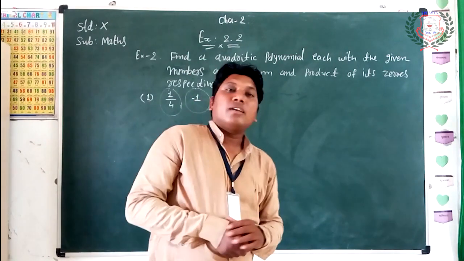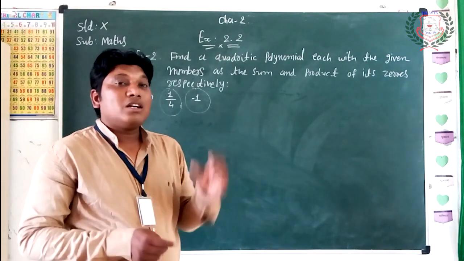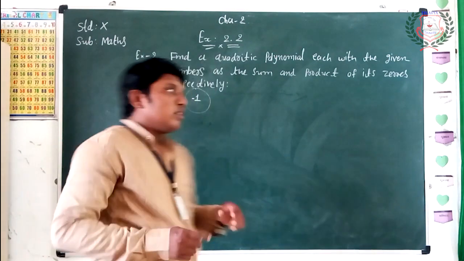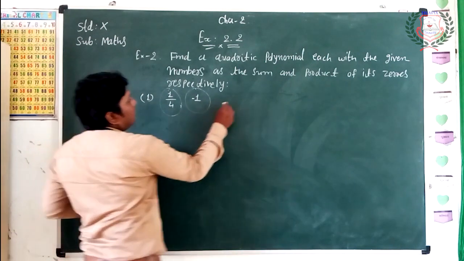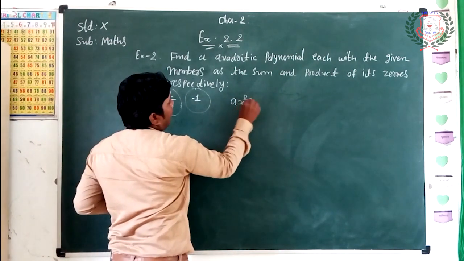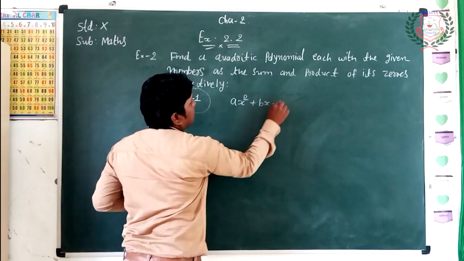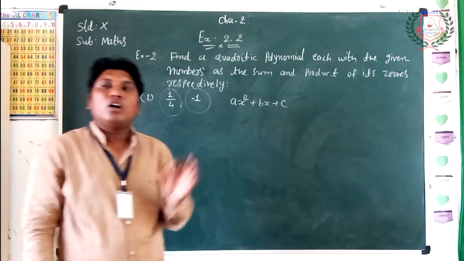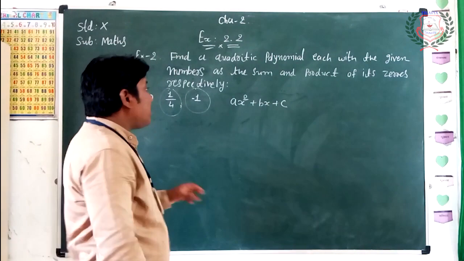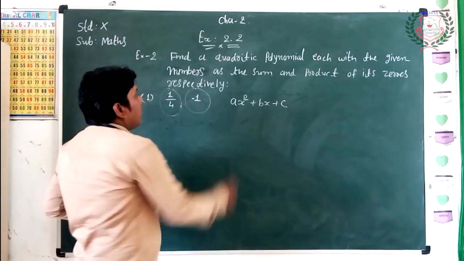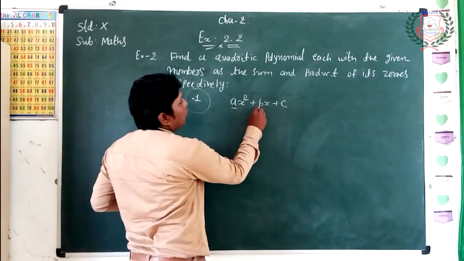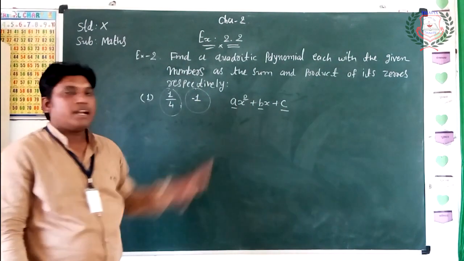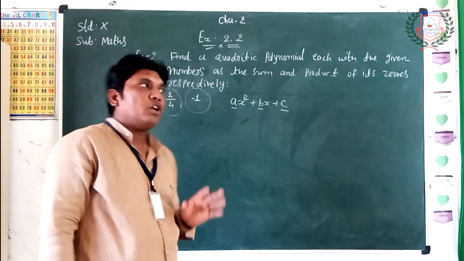We have to find the quadratic polynomial. First, what is the standard form of a quadratic polynomial? You know that the standard form is ax square plus bx plus c. First you have to find the value of a, the value of b and the value of c. Then you have to put them in the standard form and you can get the polynomial.